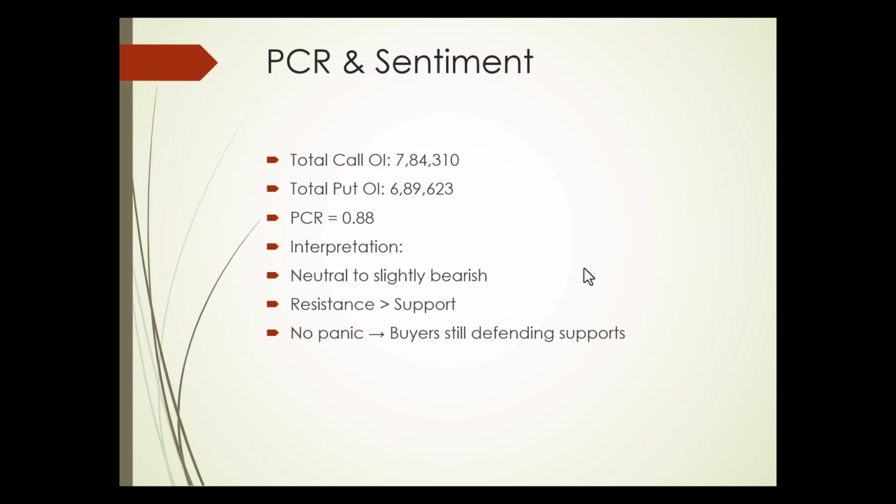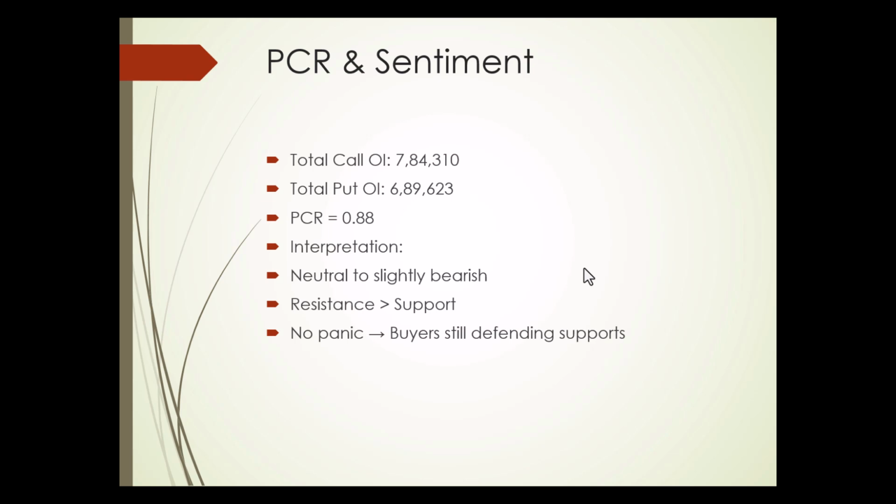PCR and market sentiment. Total call OI is 7,84,310. Total put OI is 6,89,623. So the put call ratio is 0.88. A PCR of 0.88 indicates a neutral to slightly bearish sentiment. Since PCR is below 1, it shows call OI is a bit higher than put OI, meaning resistance pressure outweighs support. But at the same time, it is not extremely low like 0.2 or 0.3, which would indicate panic. There is still decent put writing, suggesting buyers are defending supports.